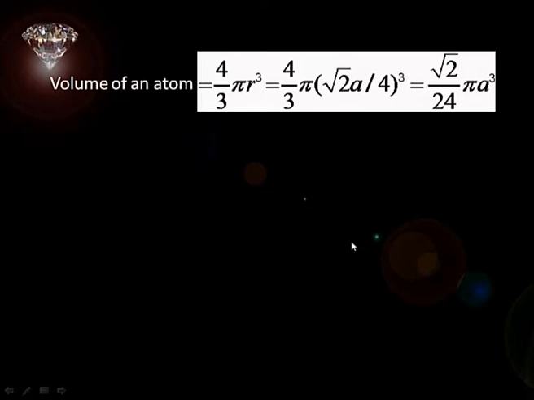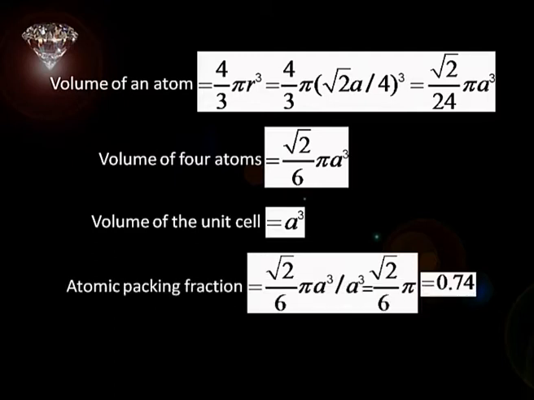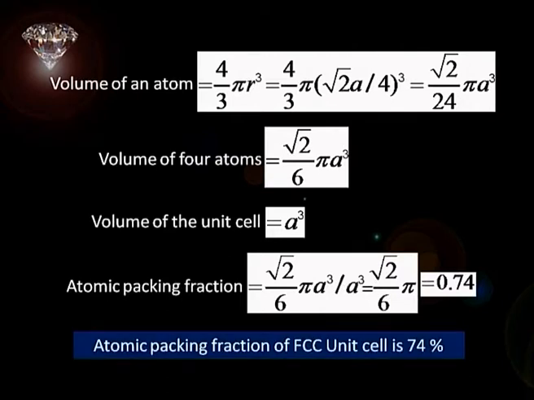And now, since in case of the FCC lattice we have 4 atoms per unit cell, the volume of 4 atoms will be 4 times this volume, that comes out to be root 2 by 6 pi A cube, and the volume of the cell as before is A cube. That gives me the atomic packing fraction equal to root 2 by 6 pi A cube divided by A cube, which is root 2 by 6 pi, which in turn is equal to 0.74. That means the atomic packing fraction of the FCC unit cell is 74%.